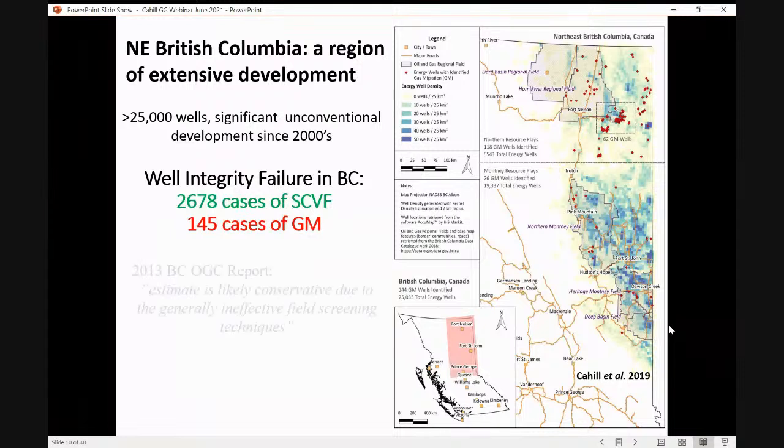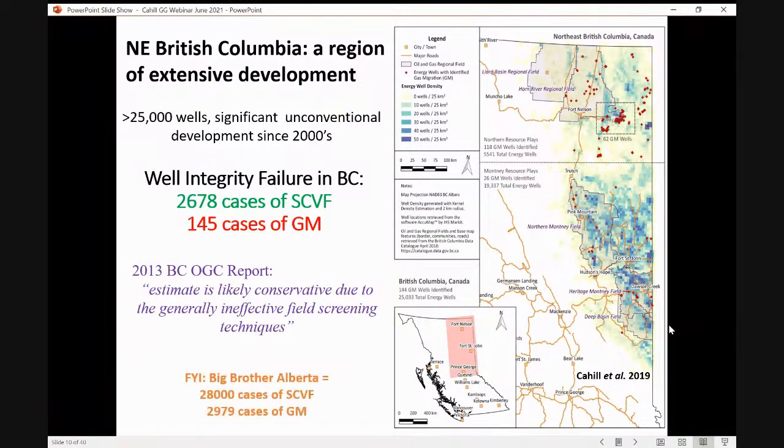near Fort Nelson. And the regulator themselves have looked at this and have been thinking about this, and do accept that most likely this number of cases that we have documented is probably conservative, as field screening methods don't always catch everything, and certainly all the other wells haven't been tested negative. It's more the ones which have been reported where you have a positive case of integrity failure. And just to put this in context, as I said, next door in Alberta, there's a lot more wells. We get a lot more cases of integrity failure, but it is a real issue to have to think about and manage, and that's what we've been trying to do.